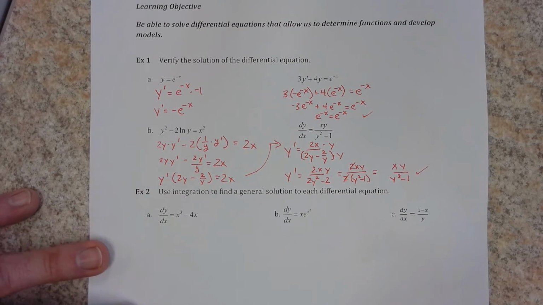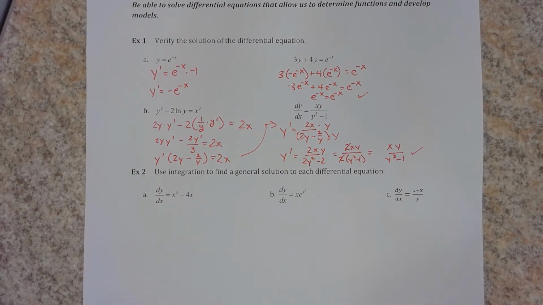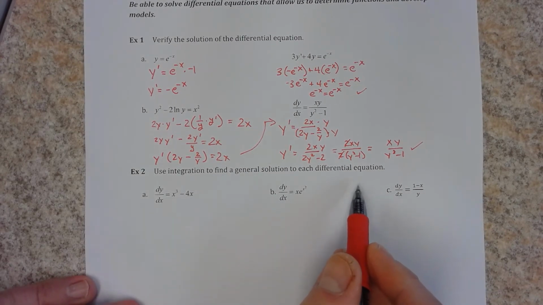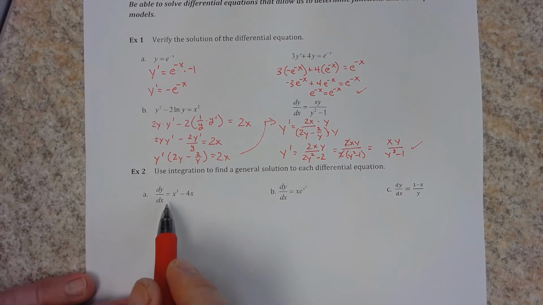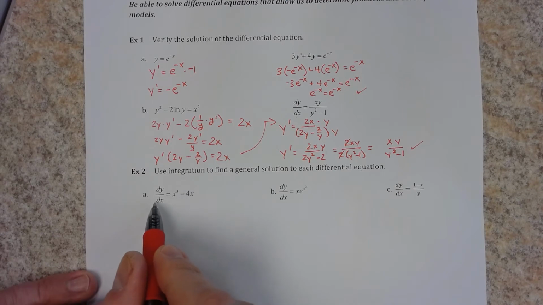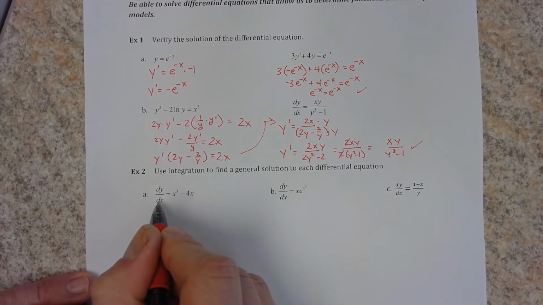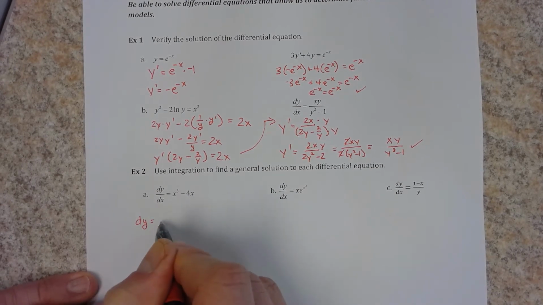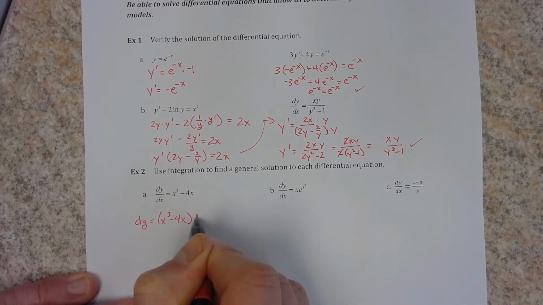So we're going to move on to the next topic, which is using integration to find the general solution to each differential equation. So we've mentioned this a couple times. We have this idea of separating variables. So I need the y's and dy on one side and the x's and the dx on the other side. So I'm going to multiply both sides of this equation by a dx, and I get dy is equal to x cubed minus 4x, that quantity, times dx.